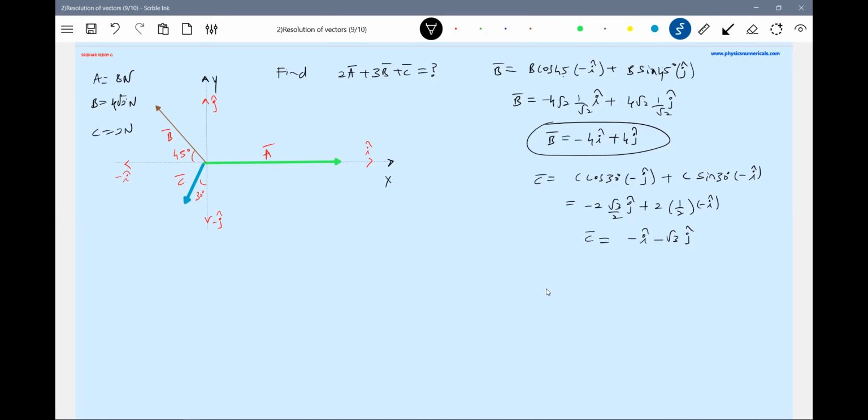Now, what was the question? We have to find out the resultant of all this. So I'll directly jump into the calculation part. R bar is equal to 2A bar plus 3B bar plus C bar. 2A bar is what? 2 times of vector A bar. A bar, did we define A bar? We'll define that A bar also. A bar is just mere 8 I cap. So 2 times 8 I cap, then 3B bar, minus 4 I cap plus 4 J cap.